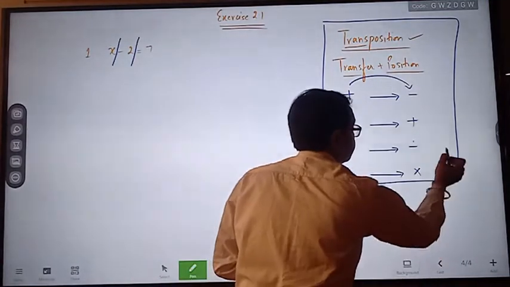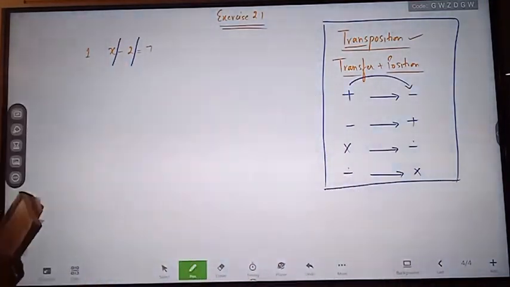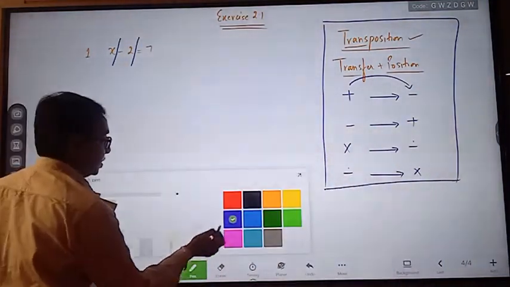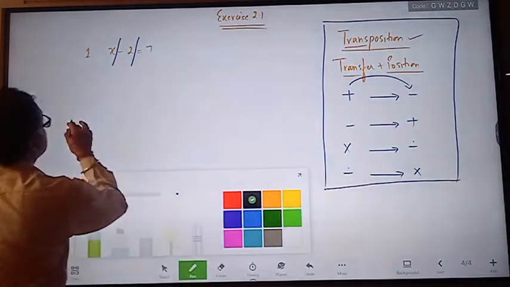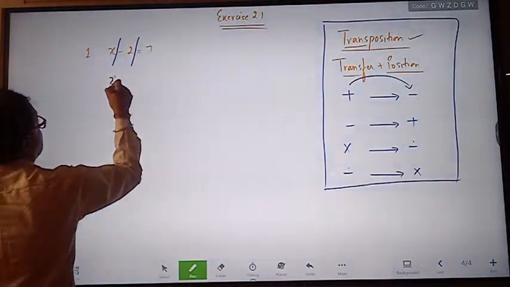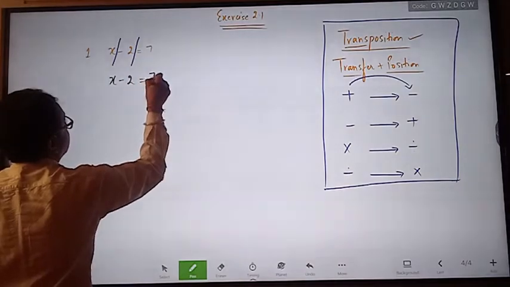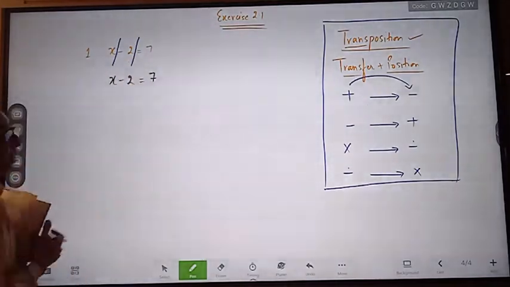Are we clear? Any doubt anyone is having? So let us start now immediately. Let us see the question. So x minus 2 is equal to 7. So here minus, see what we have to do.